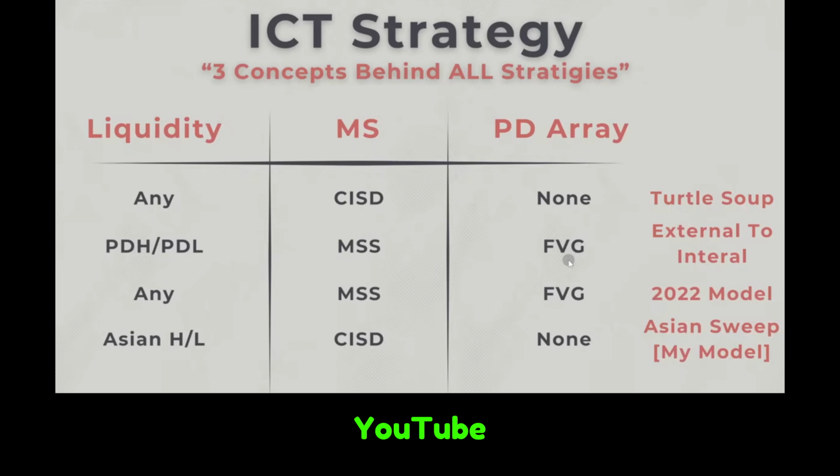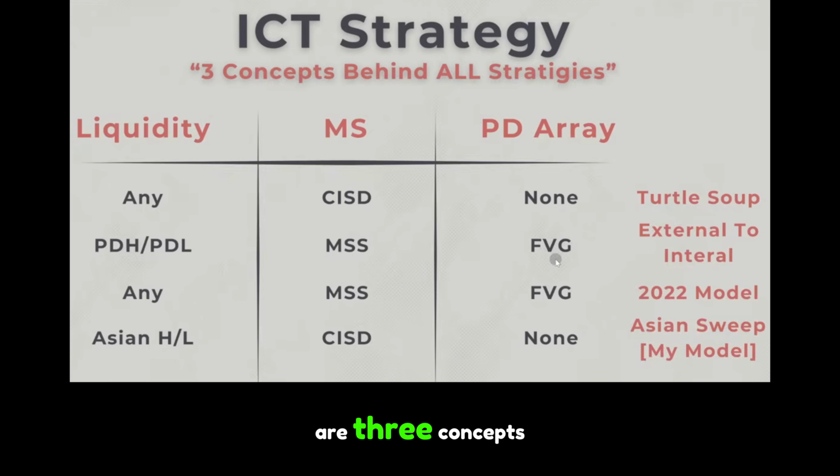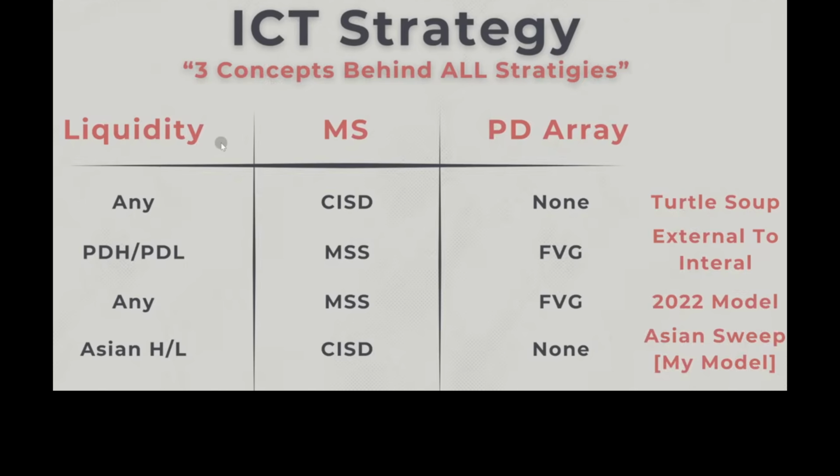You go on YouTube and you see that people are coming up with different and new strategies every day, and you think, okay, I need to take my strategy to another level or learn something new. But in reality, you will notice that there are three concepts behind all ICT strategies. Now go to Twitter and you will see that people are calling something a new setup that has a higher win rate. But in reality, what does it depend on? Three concepts. And let me prove this to you, okay?